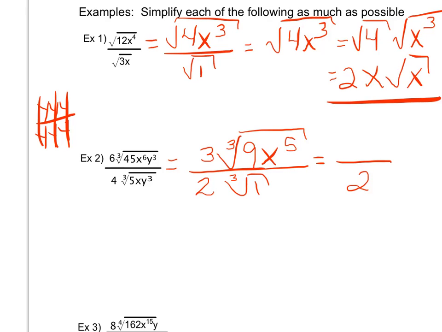I have to simplify the top, so I'll use exponents this time. So the 3 stays. If I think about my perfect cubes, like 8, 9 can't be divided by 8. 27, 9 can't be divided by 27. So I see 9 doesn't have any perfect cubes, so I leave it under the root. That's going to become x to the 5 over 3 because my index determines my denominator, which is then going to simplify to be 3 times the cube root of 9.